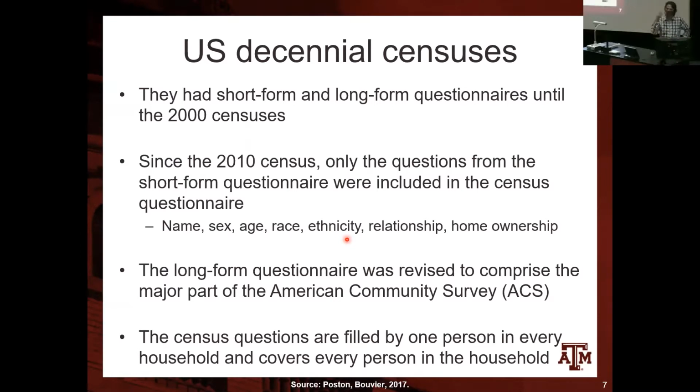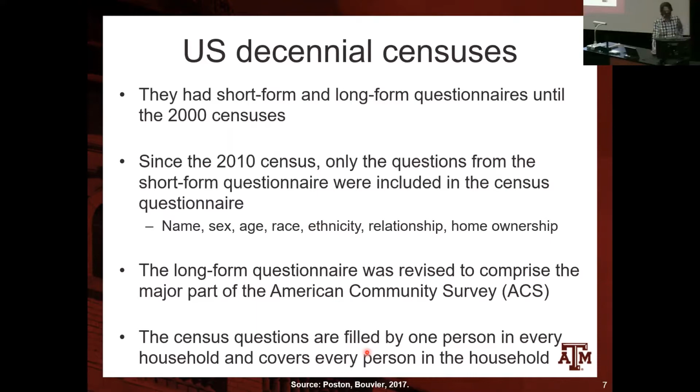In some dorms here at the university, it is the manager of the dorm who answers information about the people who live there. But if you rent a house or live in an apartment here in College Station, you should be the person answering that questionnaire, right?